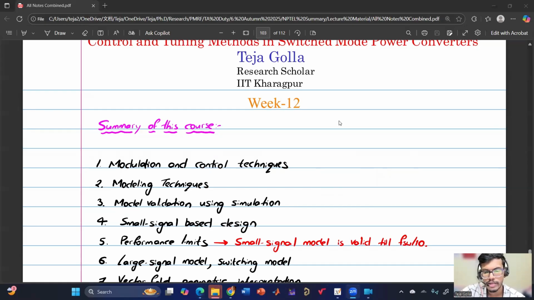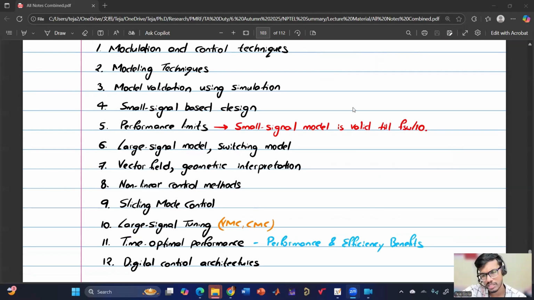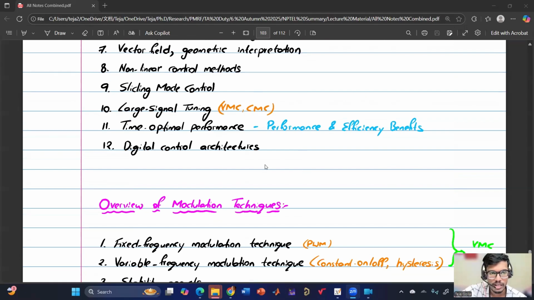Okay. So in week 12, sir has mostly summarized what he has discussed in the previous weeks, and also motivated the digital control: why digital control is needed, why it is the future. So I have also quickly summarized what we have discussed till week 11.